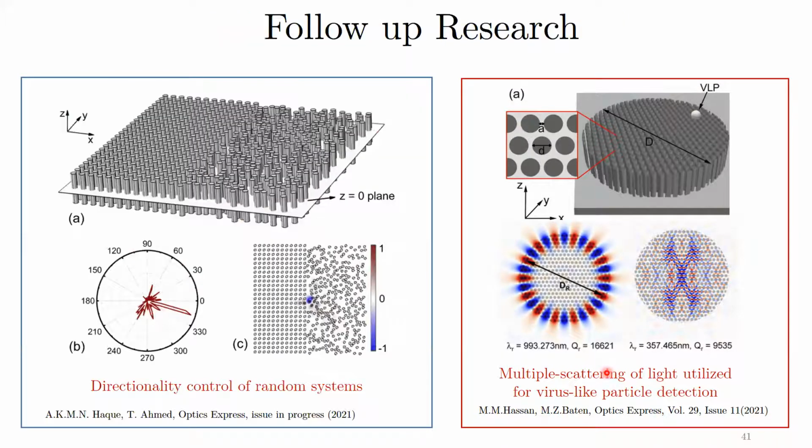And very recently, actually, this came online, I think yesterday or the day before yesterday, I forgot. So this is our very recent work on directionality control of random systems. This is in the current issue of Optics Express. And here what we are showing is that we can control the directionality of light using a very novel approach where we use an ordered structure on one side and a disordered structure on the other. So this gives control over the directionality of random systems. I'm not going to go into the details of this work.